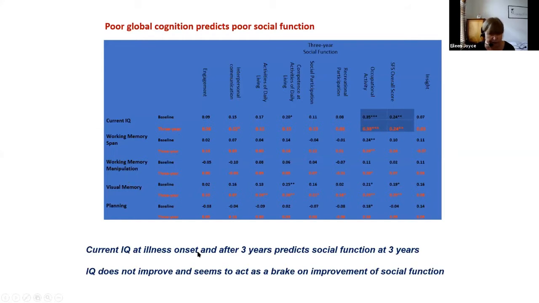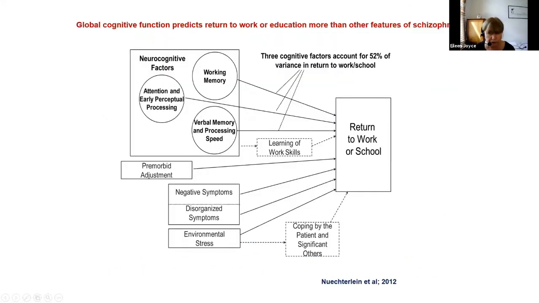This is again taken from our study where we looked at IQ at 3 years and at the onset of their illness and various other forms of cognitive function. And we showed that both at baseline and 3 years later, poor cognitive performance was related to overall social function score and whether they were able to get a job or not. So it seems that cognition is really important in the outcome of our patients.